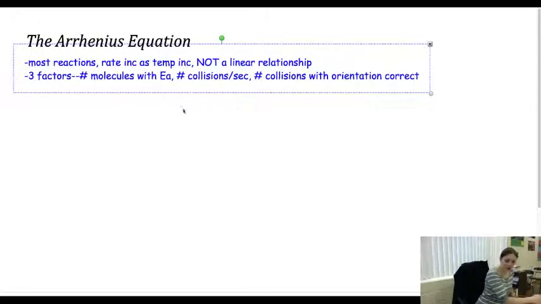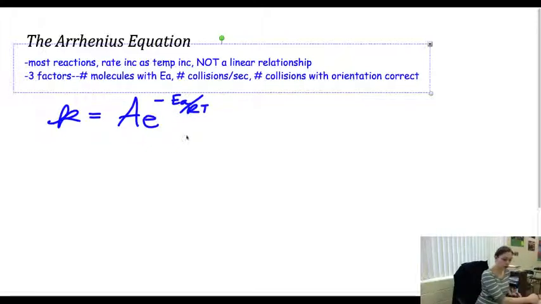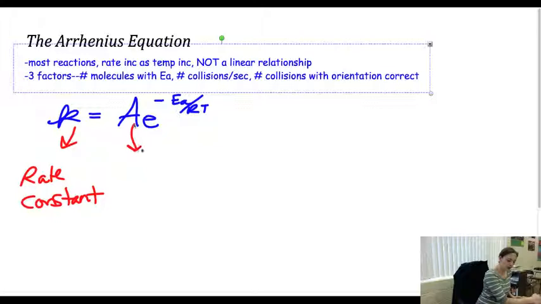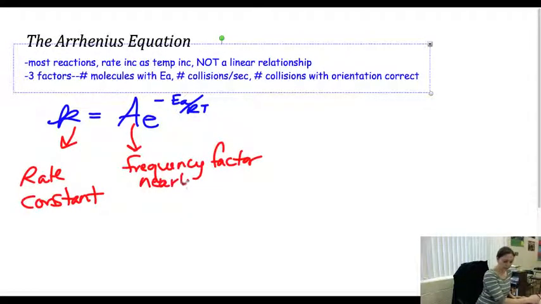And we end up with this equation that actually looks like this. I had my k equal a big uppercase A. I have a little e, which is actually that e constant. Then I have negative Ea divided by RT. And this is called the Arrhenius equation. Okay, k, the lowercase k, this is my rate constant for the equation. A is a frequency factor. This is nearly constant. So oftentimes you kind of ignore it.